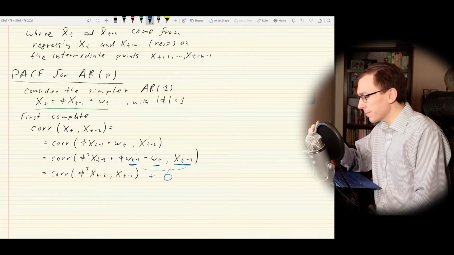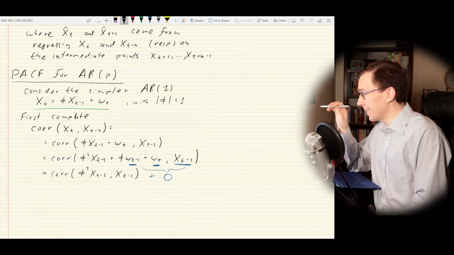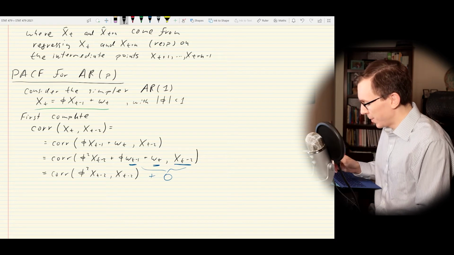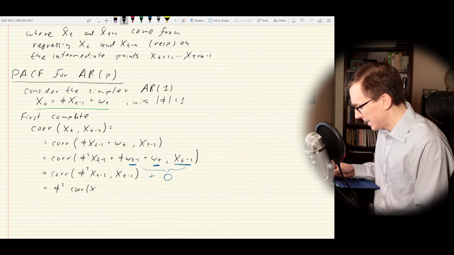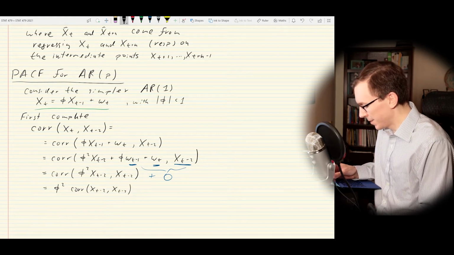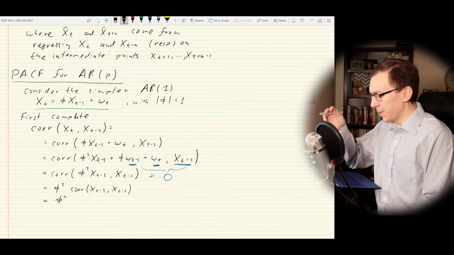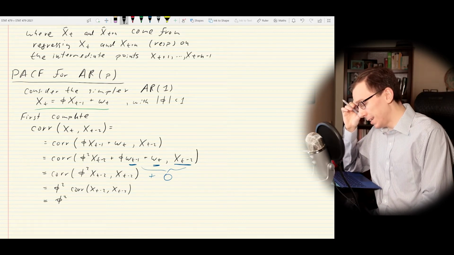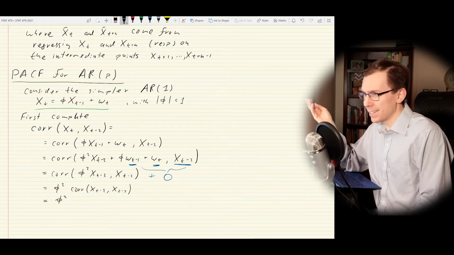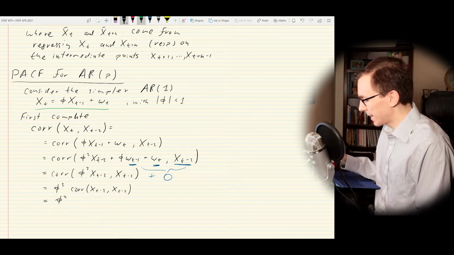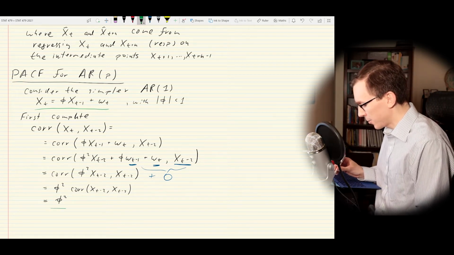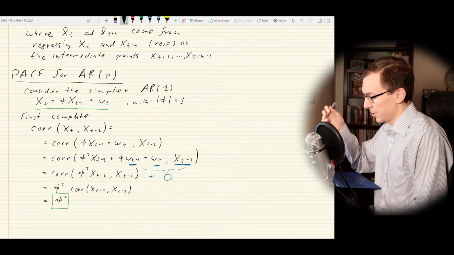So to simplify things, we now have phi squared here, and then the correlation of x_{t-2} with x_{t-2}, which is just 1 because it's correlated 1 with itself. If we were doing covariance, we would have to compute the variance of x_t or x_{t-2}, which we've done before. But in this case, we can just skip that and jump right down to the fact that the correlation should be about phi squared.